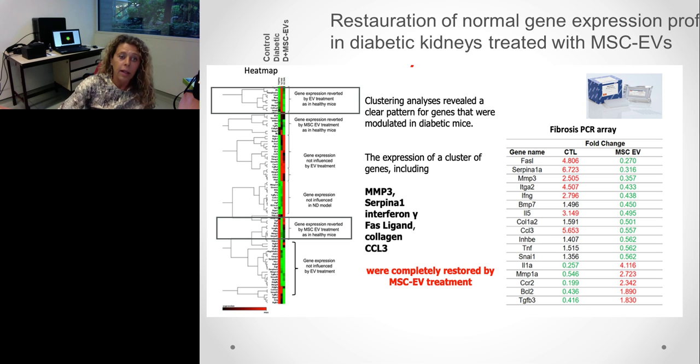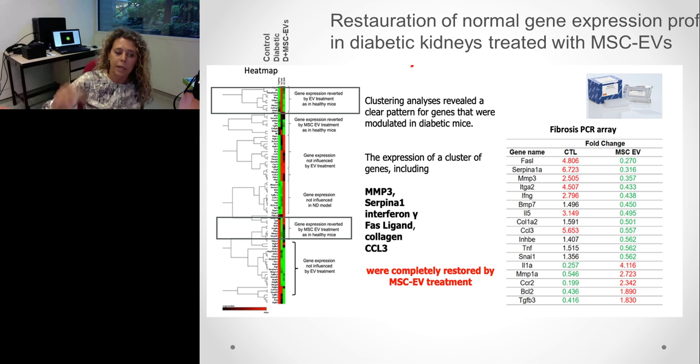So again, many pro-fibrotic genes were modulated and reverted after treatment with stem cell-derived extracellular vesicles. So, can we dissect which component of their heterogeneous nature is responsible for their biological effect? That's not easy, and several approaches can be taken.